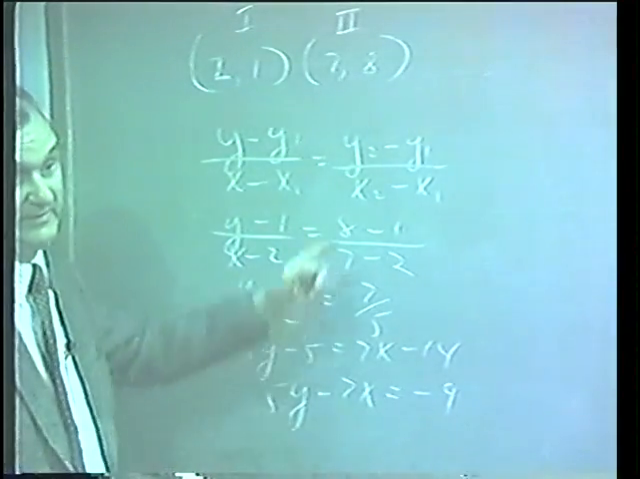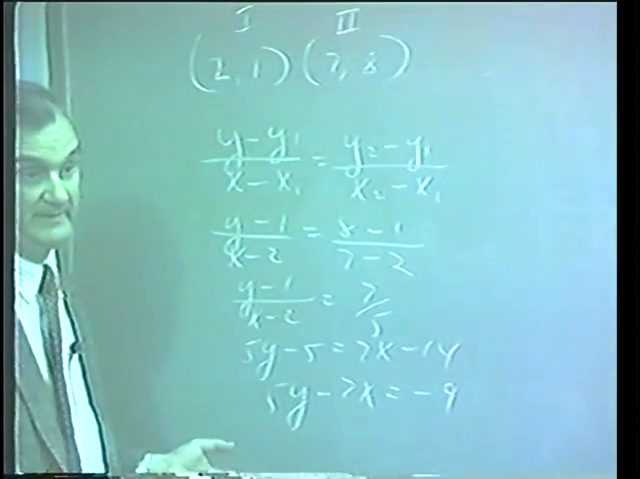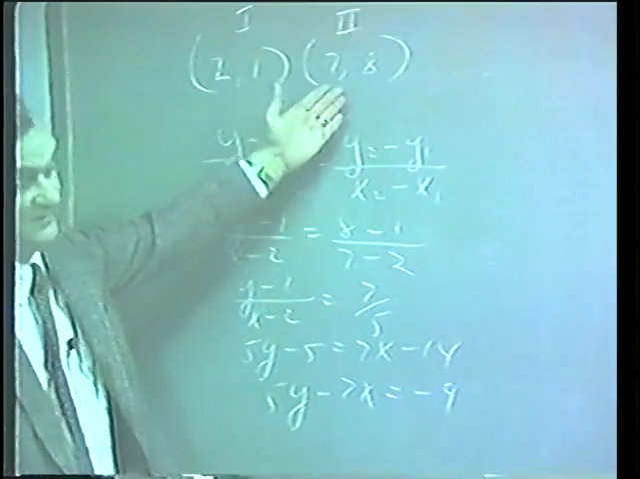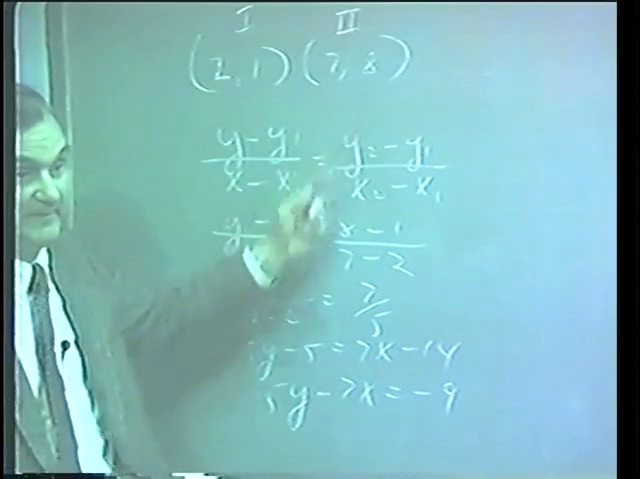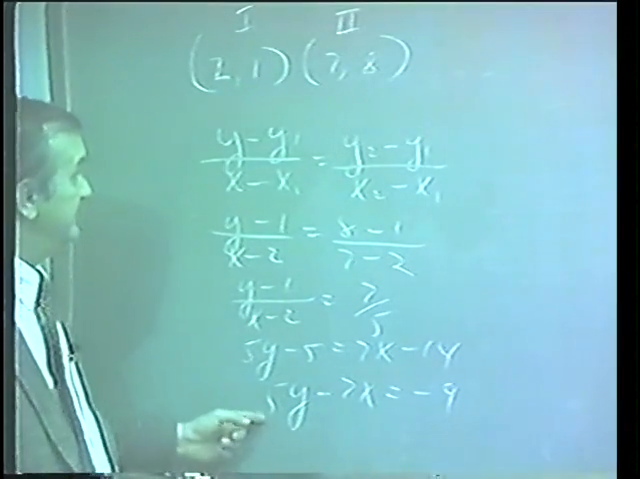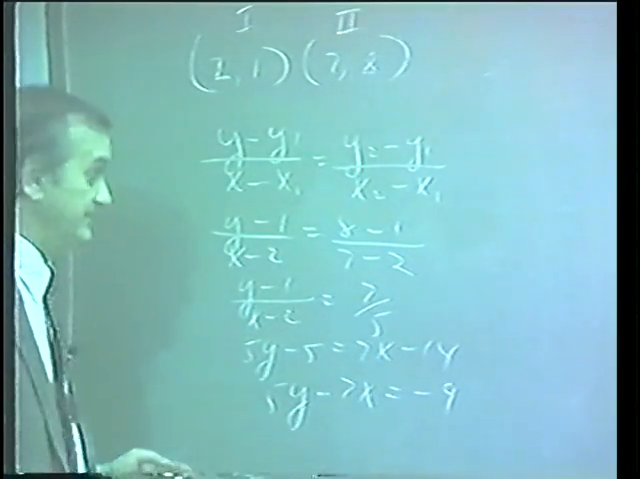Now to check it, all you have to do is plug in one of these points. In other words, let's use point 2. X is 7. Every place I have an x, I'll put in 7. Every place I have a y, I'll put in 8. It says 5 times y. Well, 5 times 8 is 40.